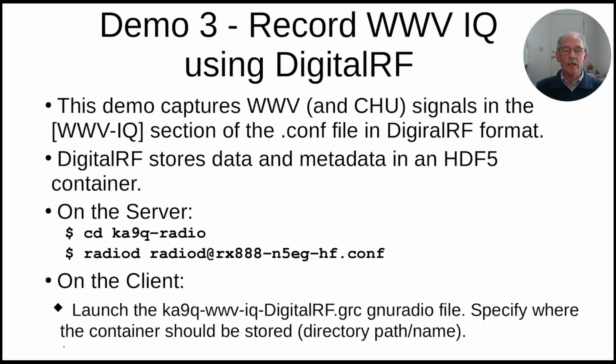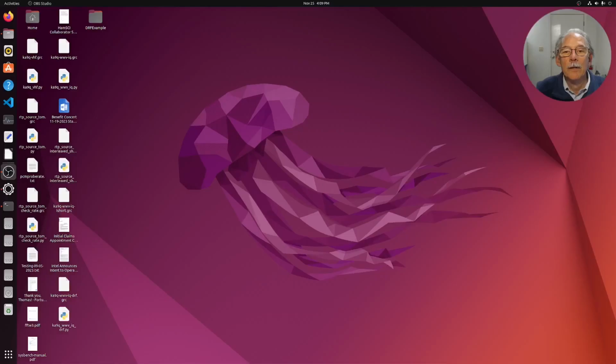ka9q-wv-iq-digitalrf.grc gnuradio companion file, and we have to tell it what directory path and directory name we want to store the collection of data generated by DigitalRF. HDF5 puts all of the data into a single directory, which is a container containing multiple files and other directories. For the third demonstration, we're going to capture WWV on 10 megahertz IQ samples to the DigitalRF format.